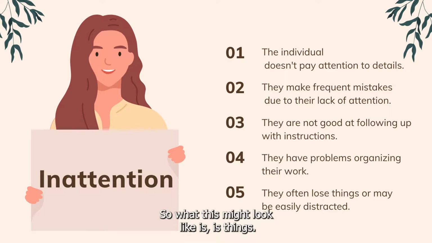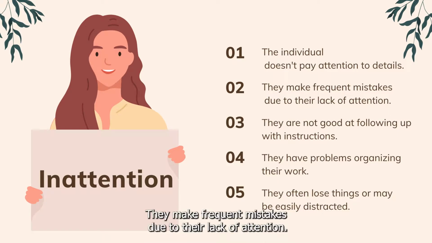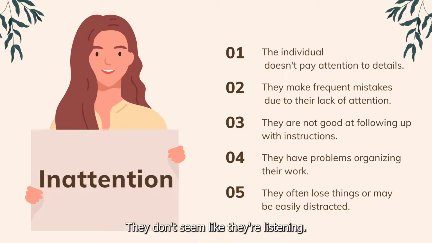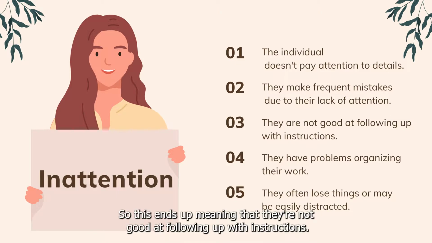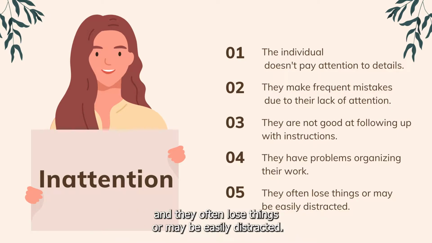So what this might look like is things, I have a little list here that I'll glance at and read. Basically it means that the individual doesn't pay attention to detail. They make frequent mistakes due to their lack of attention. They don't seem like they're listening. It's hard for them to stay focused. So this ends up meaning that they're not good at following up with instructions. They have problems organizing their work, and they often lose things or may be easily distracted.